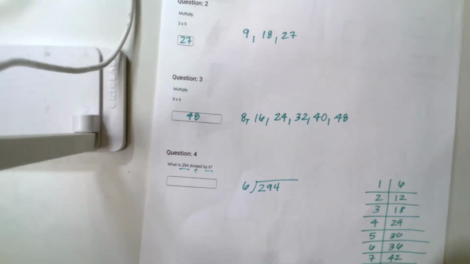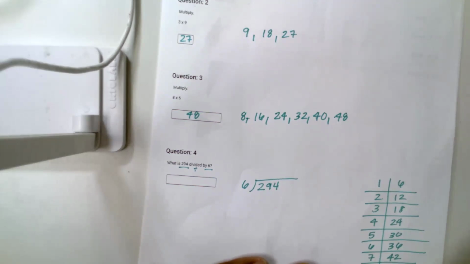So how can I figure this out? Well, I know 48 plus 10 is 58. 58 minus 4 is 54.